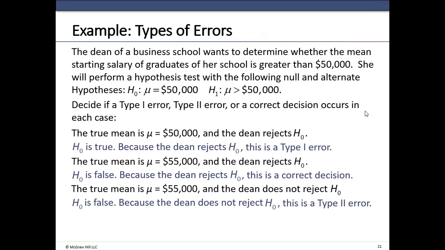Second case, the true mean is mu equal to 55,000 and the dean rejects H0. In this case, the true mean is 55,000 and the dean has made the decision to reject H0. She has made the correct decision because the dean rejects H0. This is a correct decision. And case 3, the true mean is 55,000 and the dean does not reject H0. Fail to reject H0 when H0 is false, that's a type 2 error.